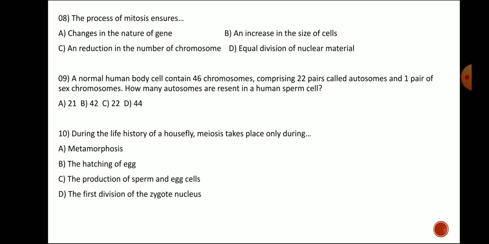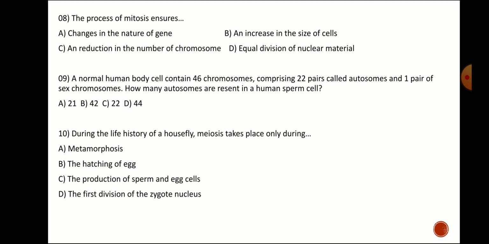Next, question number 9. A normal human body cell contains 46 chromosomes, comprising 22 pairs called autosomes and one pair of sex chromosomes. How many autosomes are present in a human sperm cell? The options are A, 21, B, 42, C, 22, and D, 44. So the correct answer is C, 22.